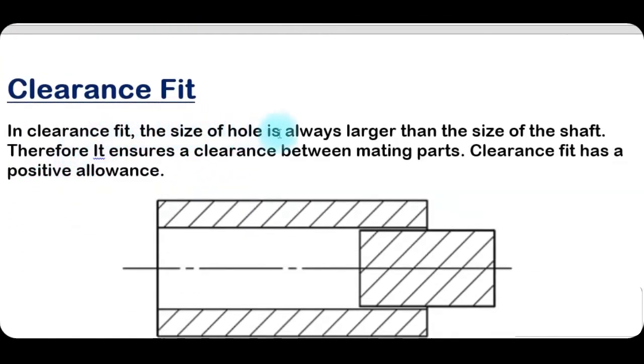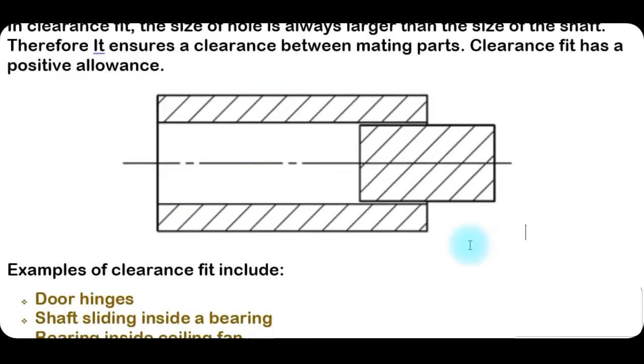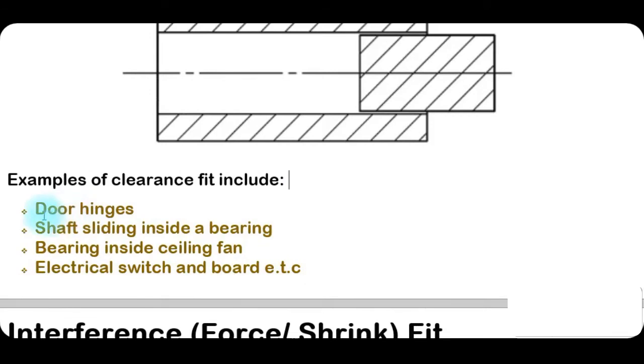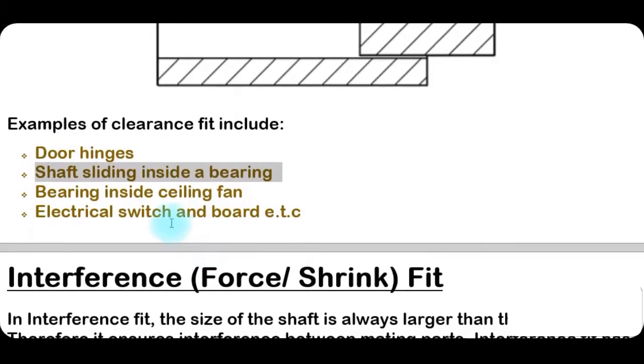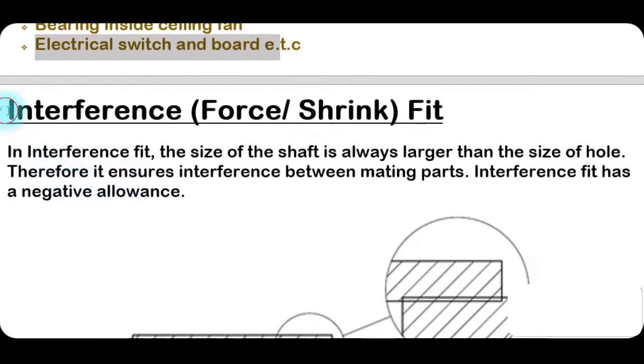Clearance fit. In clearance fit, the size of the hole is always larger than the size of the shaft. Therefore, to ensure a clearance between mating parts, clearance fit has a positive allowance. For example, clearance fits include door hinges, a shaft sliding inside a bearing inside a ceiling fan, electrical switches and boards etc.